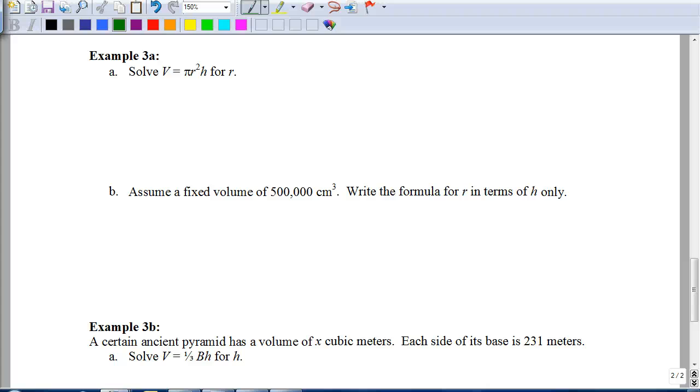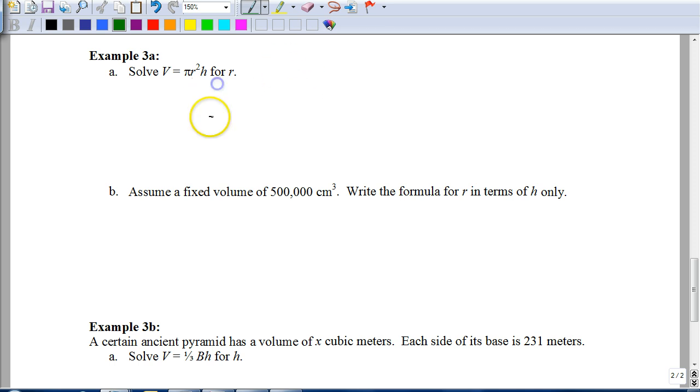Okay, so in the second part of the video, we're just going to finish these notes. Let's look at this third example here. We have solve V equals pi r squared h for r. You should recognize this from the first video and the first example that we did. With that one, we solved for h. This time, they're asking us to solve for r, which remember, what they're asking us for is we want to get our answer to the point where it says r equals something.